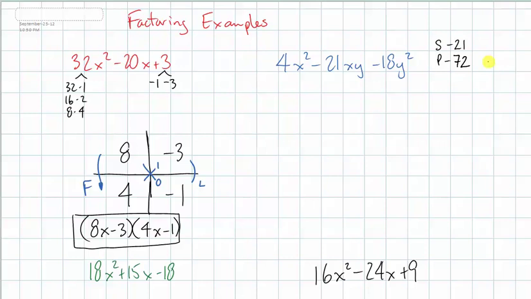Alright, I assume you did that. The numbers are negative 24 and positive 3. Here's how I'm going to use these. I'm going to use them to rewrite this number. So negative 24 plus 3.